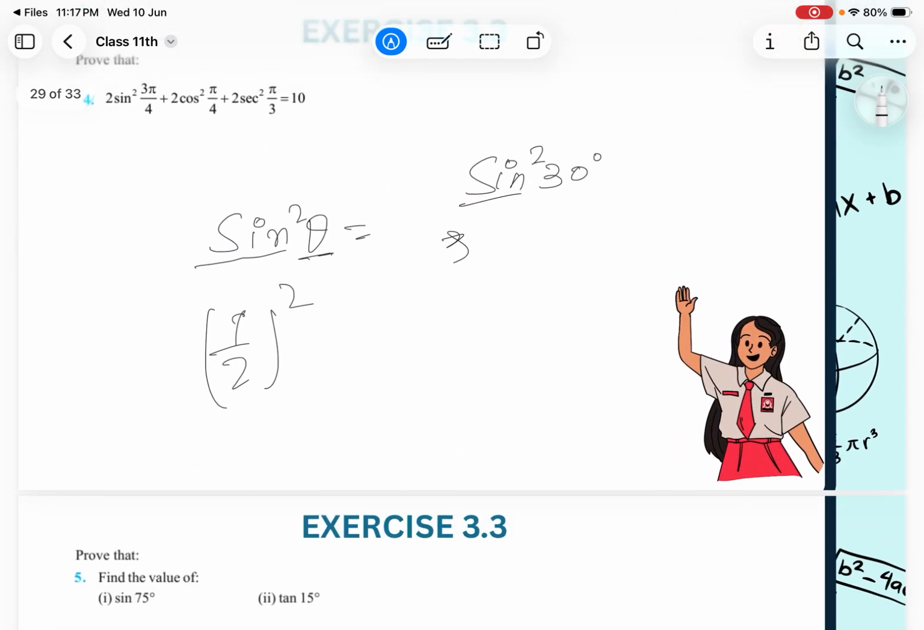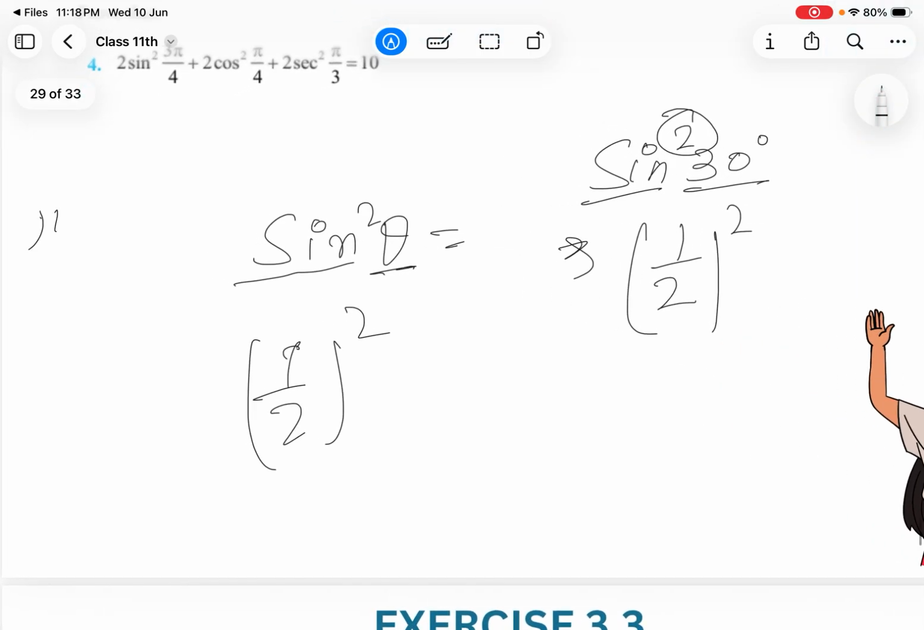So sine 30 degree is 1 by 2, and you have the whole square of that, then you will do the whole square. So this is only you need to understand, and you also have to understand that pi radian equals 180 degree. So if you understand these four concepts, you will easily solve this.